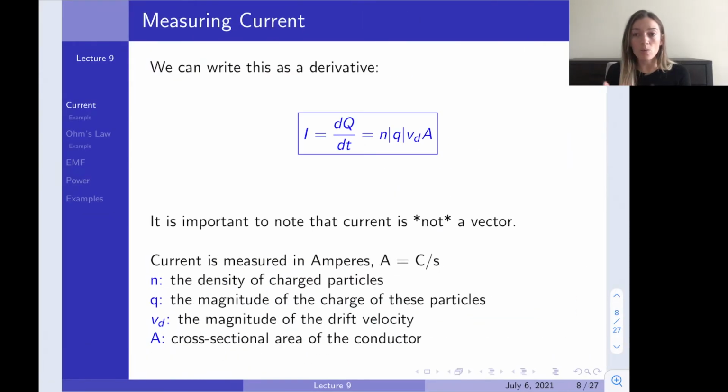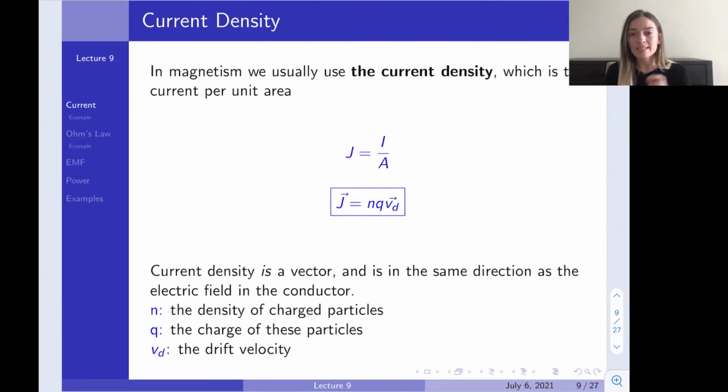So now let's talk about what is a vector. Current is not a vector. Current density is a vector. So current density is denoted by J, and it's basically just the density of current. So it's the current divided by the cross-sectional area of our conductor. Now you'll notice here that I didn't draw a vector on this top equation because current is not a vector and neither is the area here. So this is just the magnitude of J.